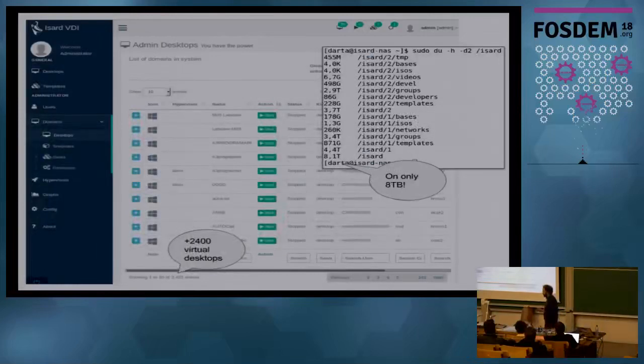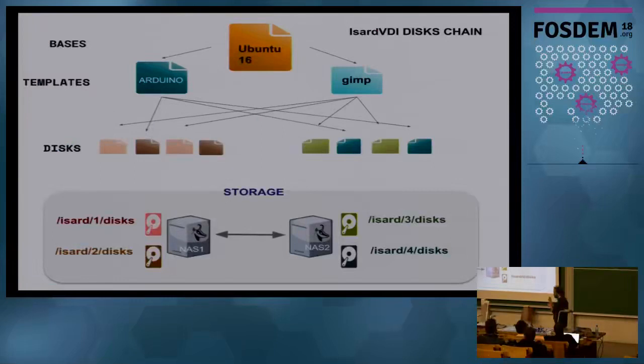So with this system, we have, for example, more than 2,000 virtual desktops in only 8 terabytes of hard disk. So one of the things that we have with IsardVDI is that only a little bit of space is wasted using these chains.